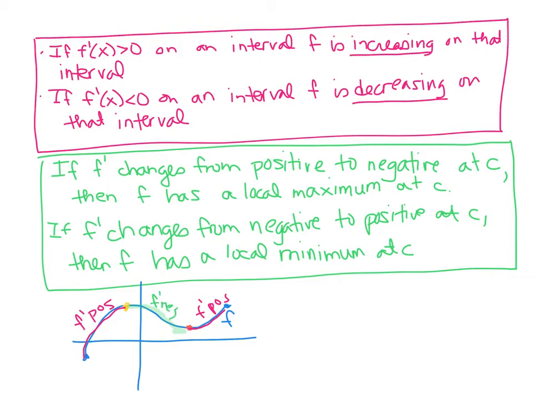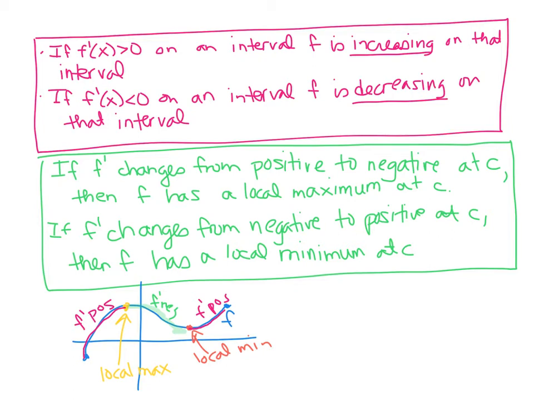So what that means is that at that yellow point, that is my local max. And when my derivative changes from negative to positive, that's going to happen at that red point. That's going to be my local min. So if you have trouble understanding these definitions, I think drawing a picture usually is the easiest thing to do.